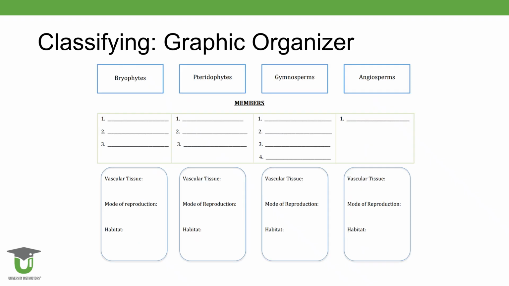Classifying using graphic organizers helps secondary students organize information by grouping items or ideas based on shared characteristics. This strategy strengthens critical thinking because students must analyze the attributes of each item and determine the best way to categorize them. Instructors can provide graphic organizers such as tables, charts, or concept maps to scaffold this process.